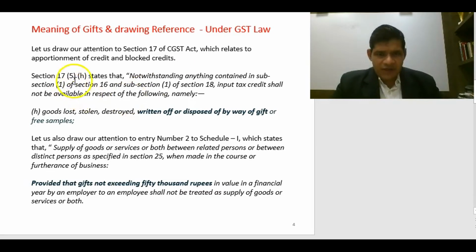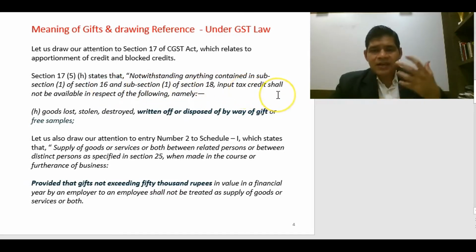Section 17(5)(h) says, notwithstanding anything contained in subsection 1 of section 16 and subsection 1 of section 18, input tax credit will not be available in case of goods stolen, destroyed, written off or disposed of by way of gifts or free samples. So if you dispose of any goods by way of gifts, then input credit on purchase of those goods will not be allowable. This is very, very important. We need to understand this.